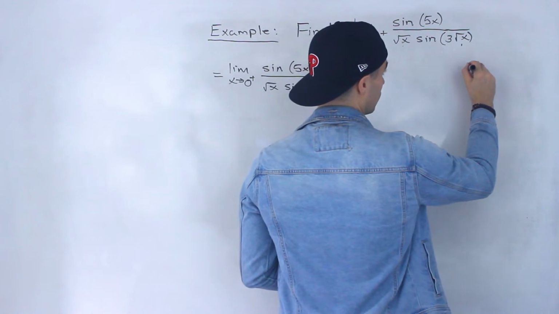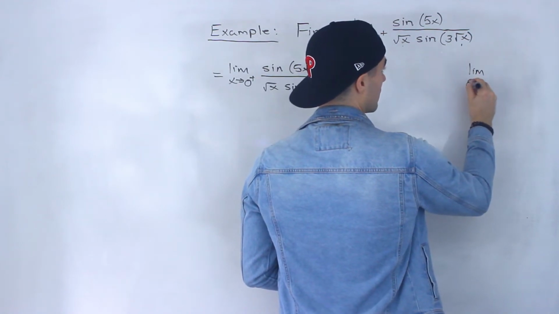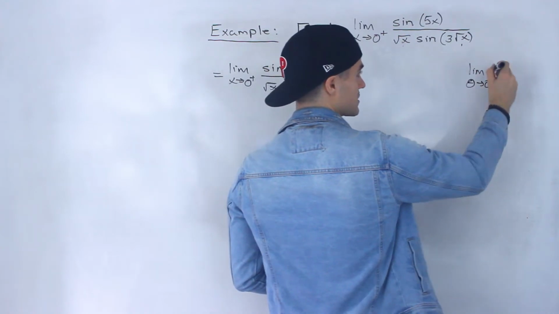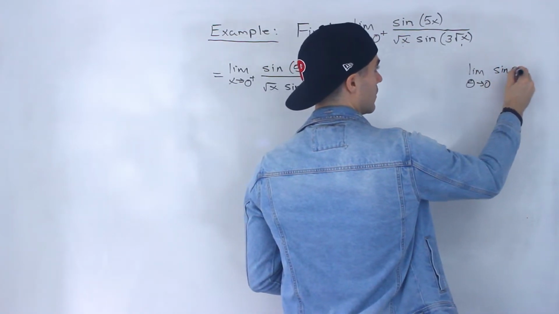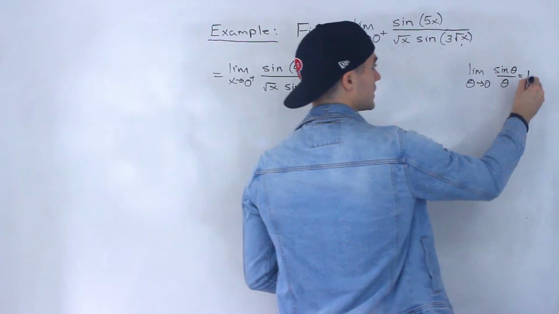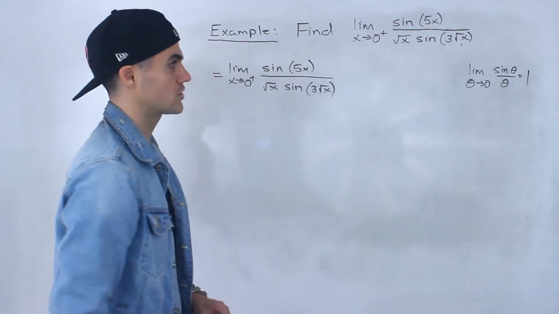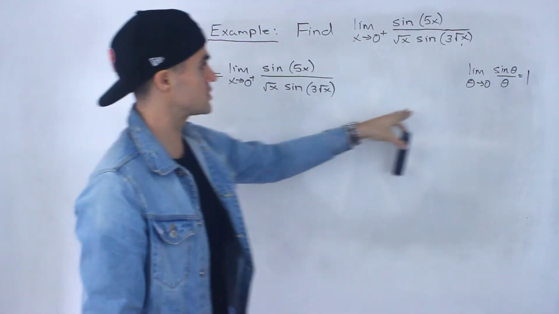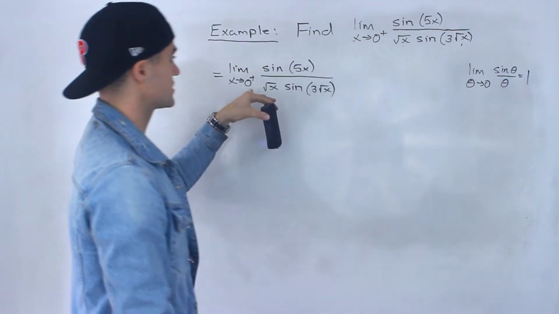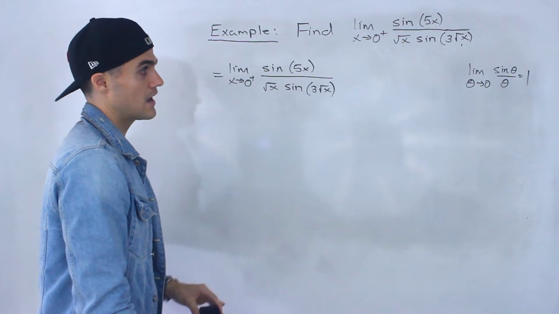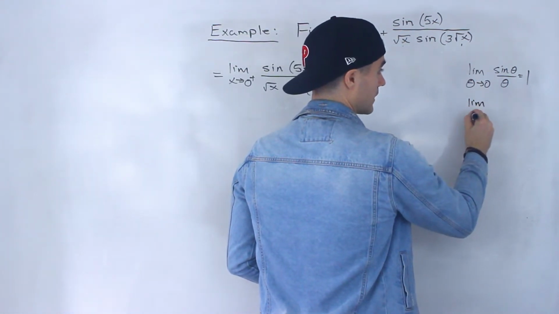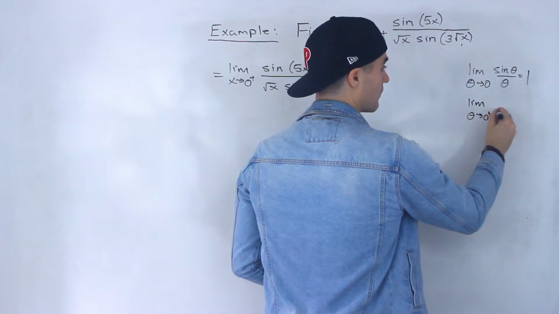But if you watch those lecture videos, basically what we're going to be doing is using the property that as theta approaches 0, sine theta over theta equals 1. It's a fundamental trig limit that we're going to use to solve this. But notice we're not just approaching 0, we're actually approaching 0 from the positive side. And so we can rewrite this as the limit as theta approaches 0 from the positive side.